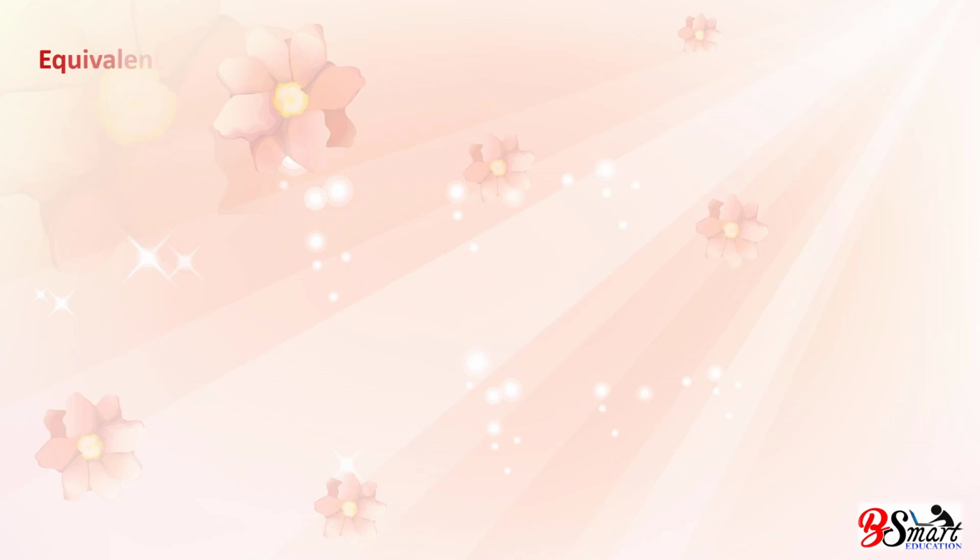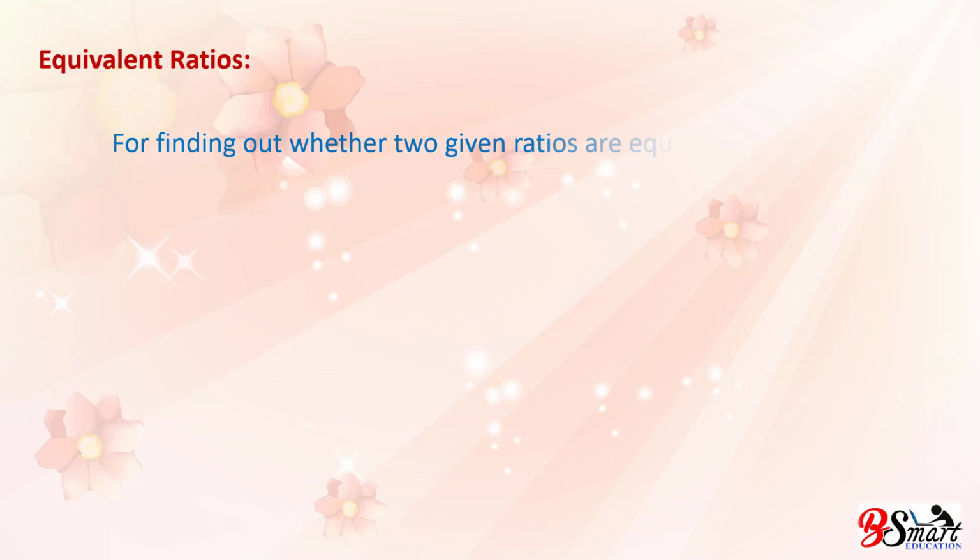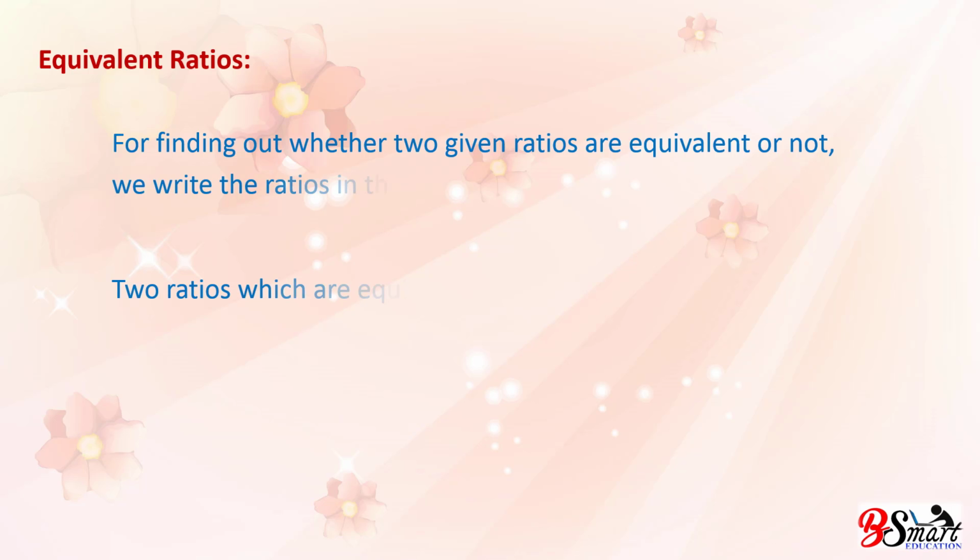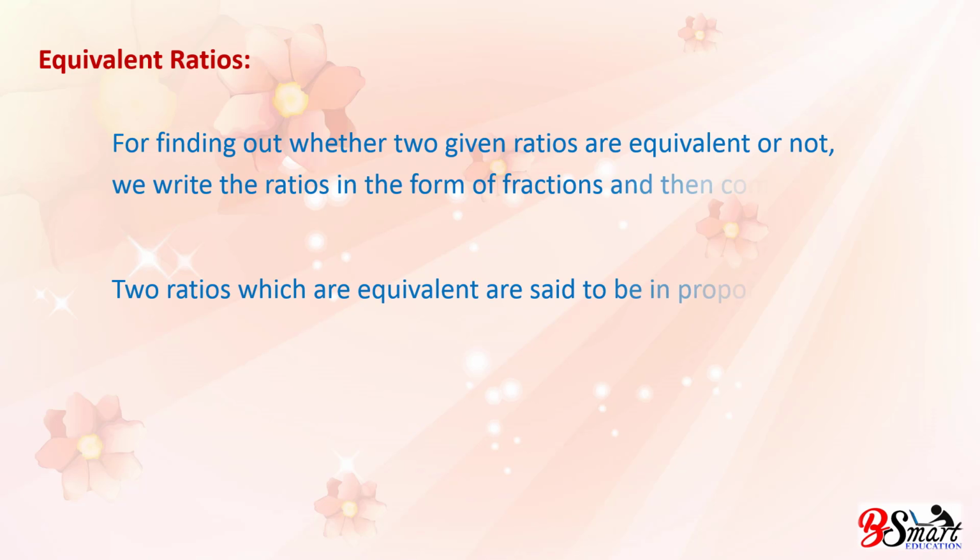Now our next topic is equivalent ratio. You already know what a ratio is. Now, as a reminder, a ratio compares two quantities using a particular operation. Equivalent ratios: for finding out whether two given ratios are equivalent or not, we write the ratios in the form of fractions and then compare them. Two ratios which are equivalent are said to be in proportion.